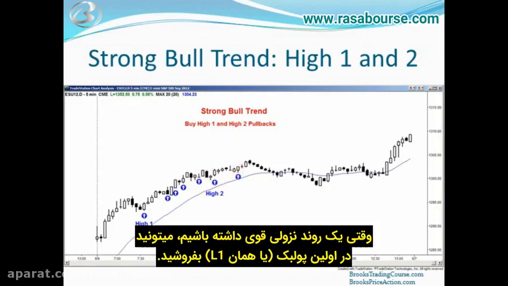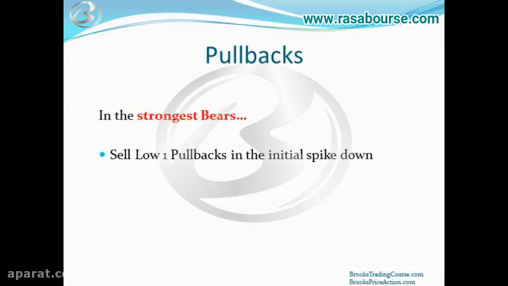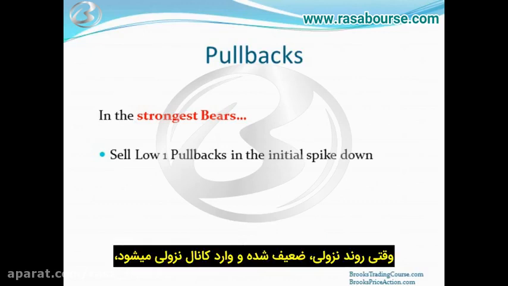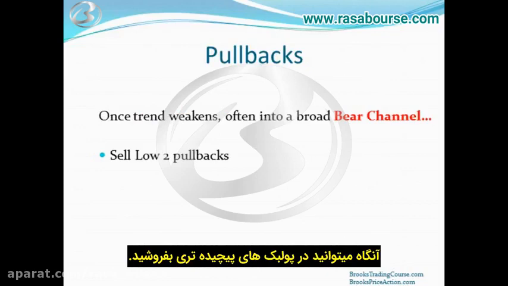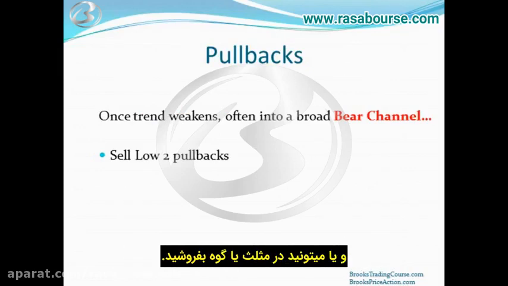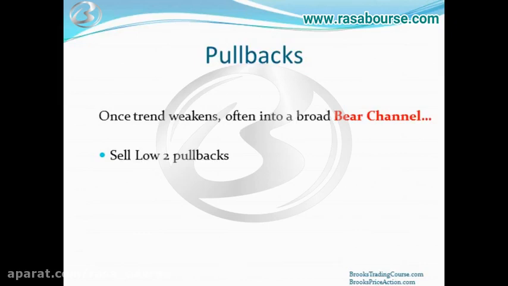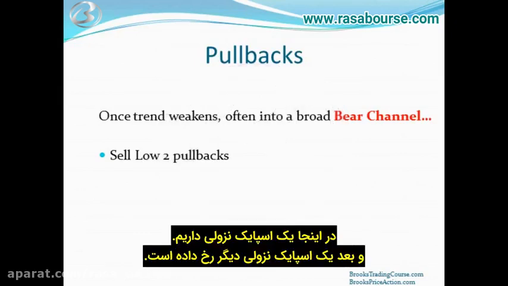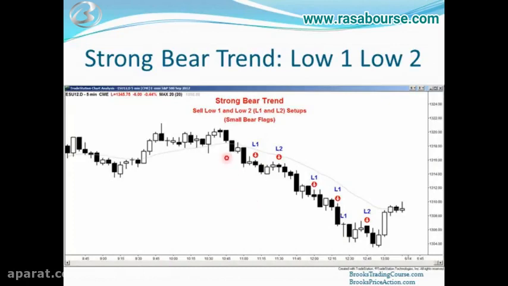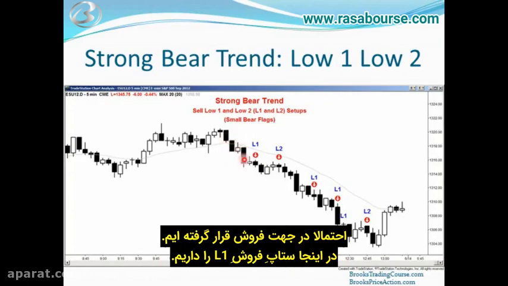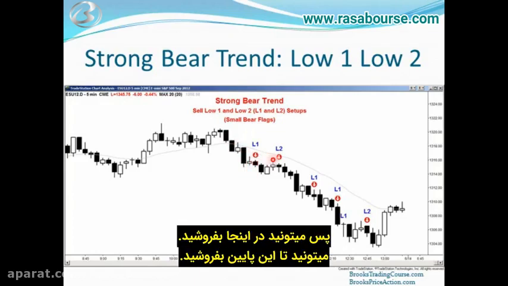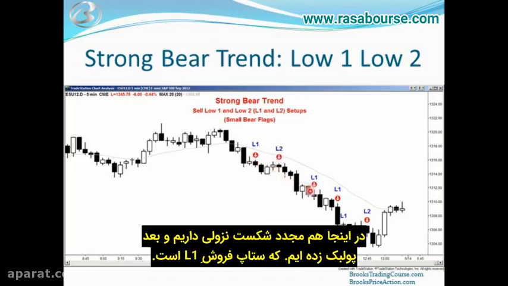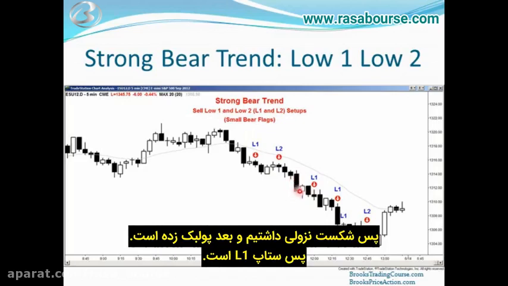In the strongest bears, you sell low one pullbacks during the initial spike down, and once the trend weakens and begins to evolve into a bear channel, look to sell more complex pullbacks like a low two, or a triangle, or a wedge bear flag. So here we have a bear spike and another spike, probably becoming always in short. A low one short, you can take that. Here we have a double top, so that's a low two short, you can sell that, and then just keep selling all the way down. Another breakout, a pullback, low one short, a breakout, a pullback, low one short.